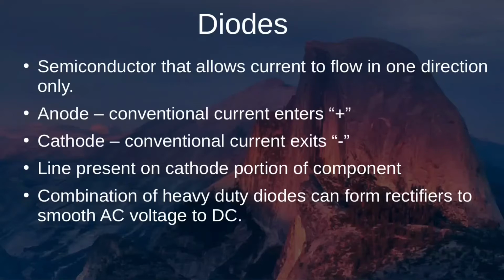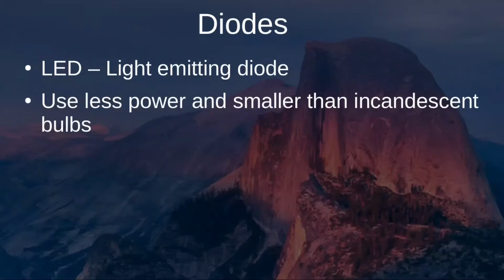Sometimes diodes are actually put together to form something called a rectifier, and heavy-duty diodes can form a rectifier to actually smooth alternating voltage into DC current. Other types of diodes include the LED, or light-emitting diode. These use much less power and are much smaller than regular incandescent bulbs.